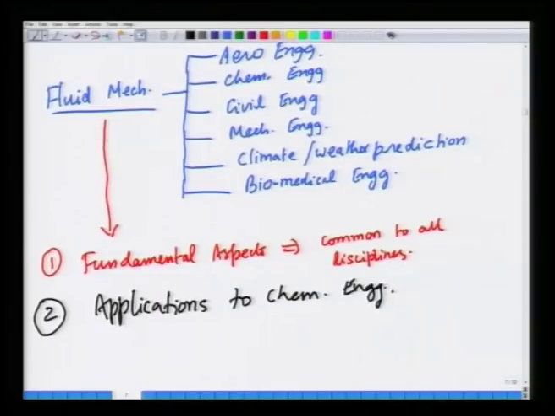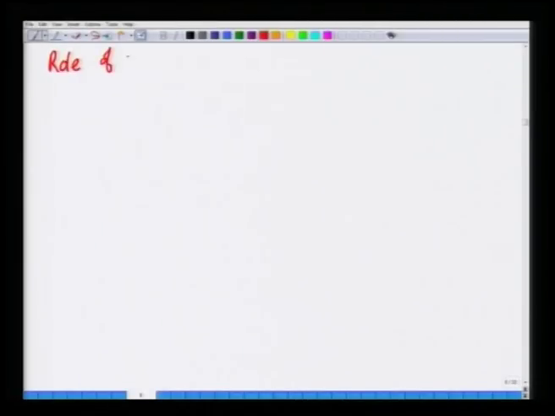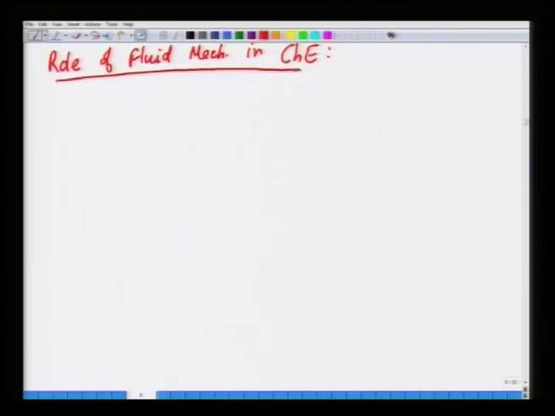Okay. So, both fundamental aspects as well as chemical engineering applications will be covered, and no prior knowledge of fluid mechanics is assumed in this particular course. So, the next thing is the role of fluid mechanics in chemical engineering. To get a motivation as to why chemical engineers study fluid mechanics, it is useful to first understand the role fluid mechanics plays in chemical engineering.